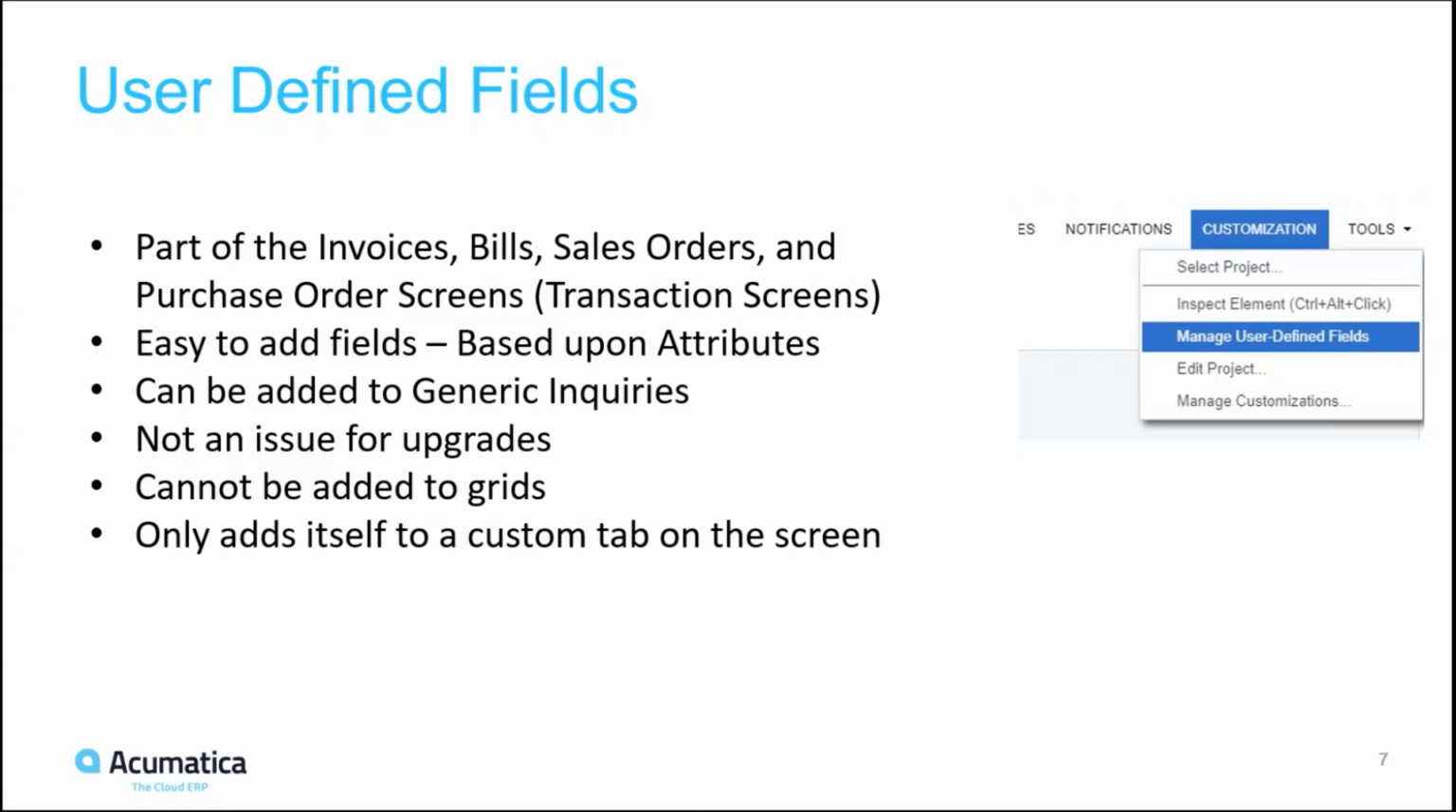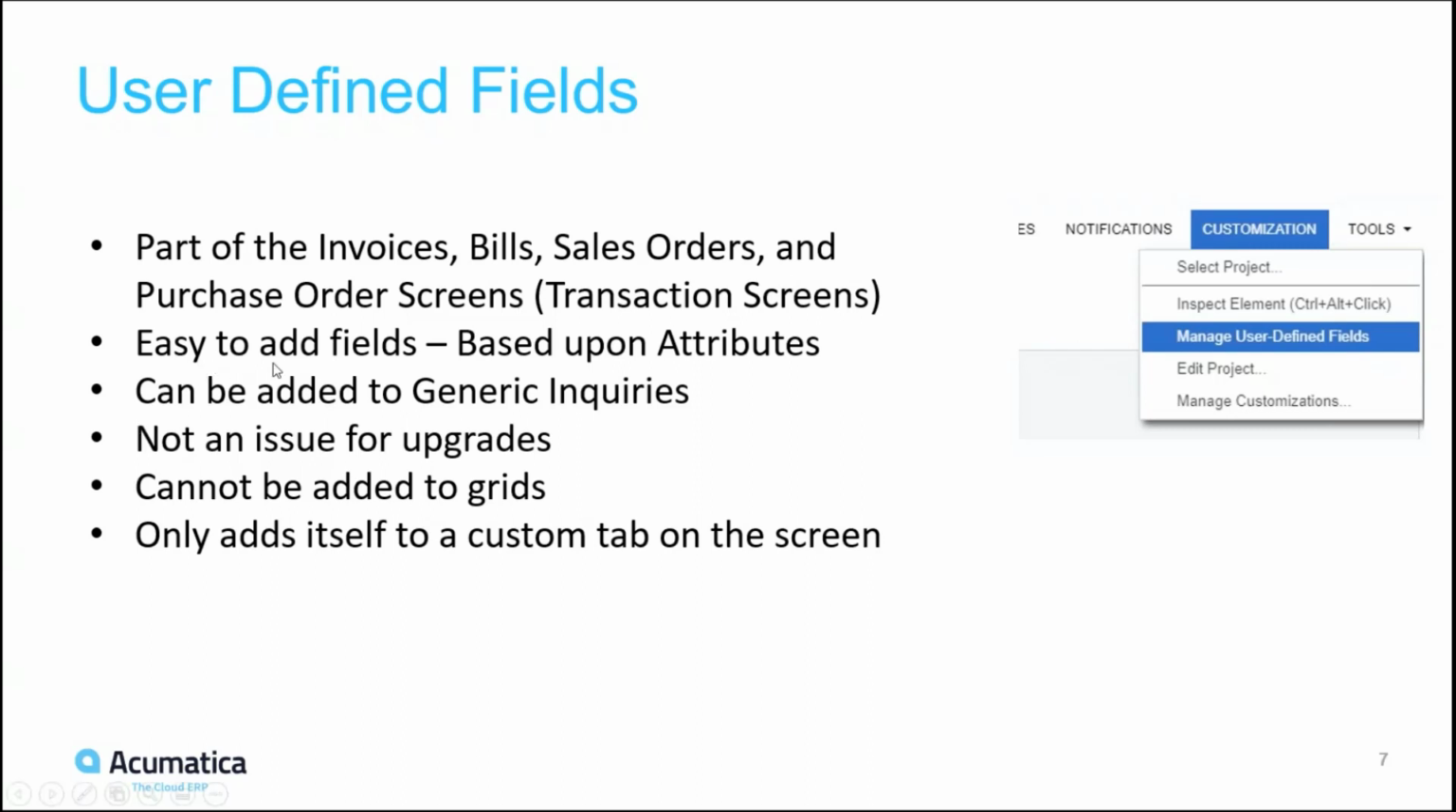Now, a lot of people ask, hey, I don't see that button up there called customization. That's okay. That means you just don't have security permissions for that. And that's something we can help you set up if needed. If you don't see that customization menu, it's a permissions issue within Acumatica.